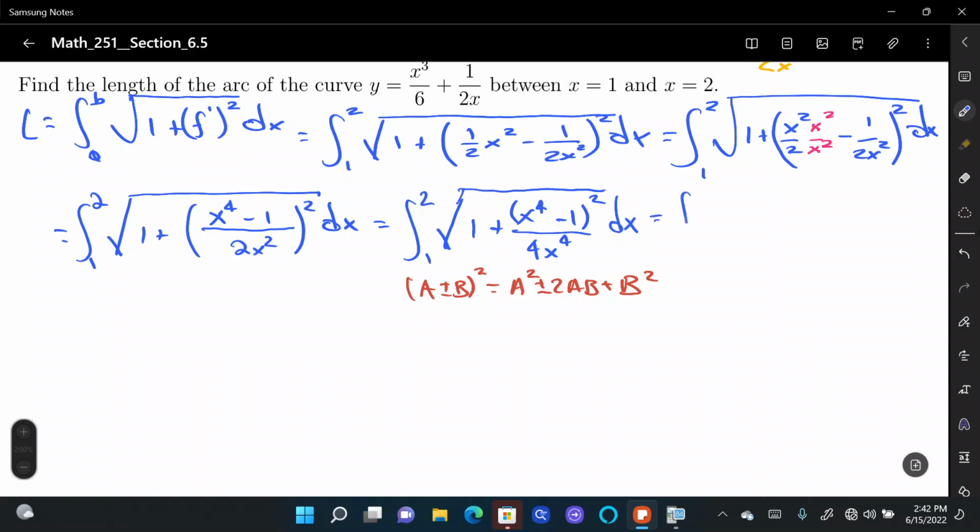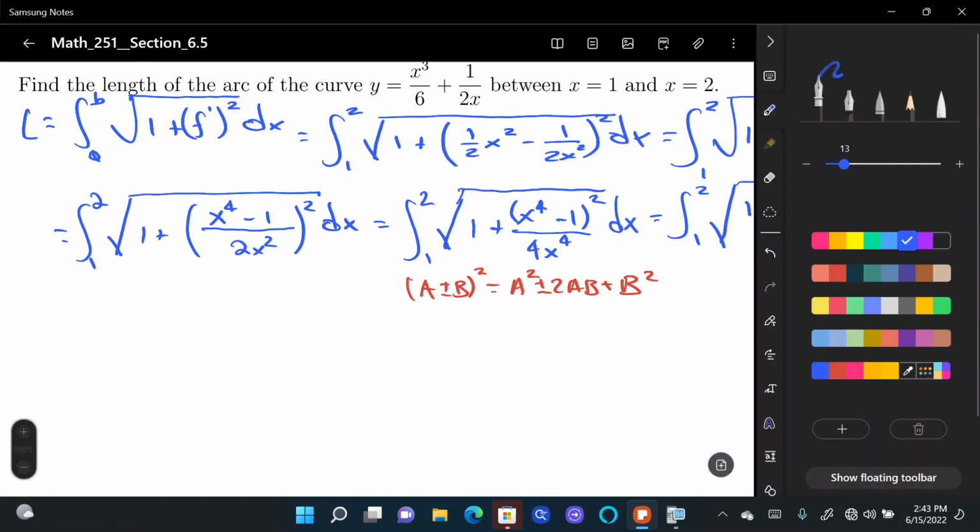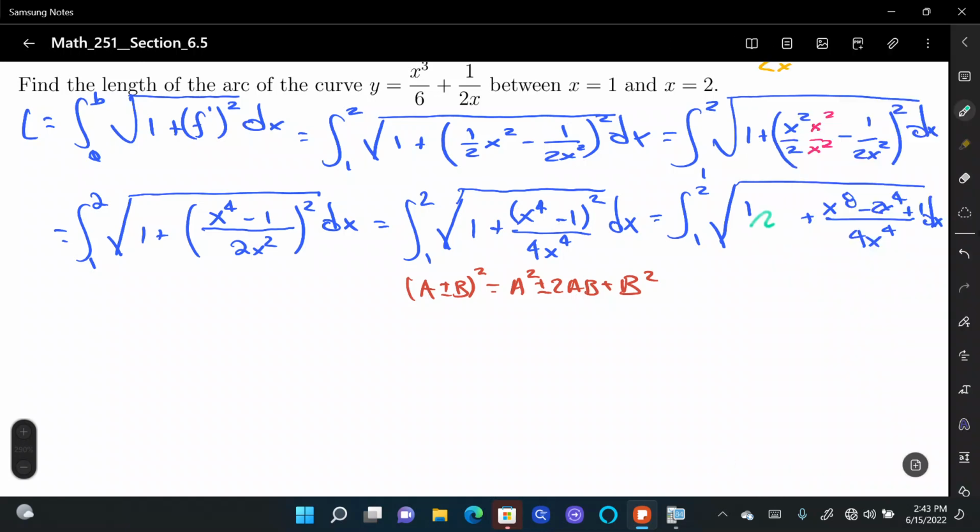So that's the integral from 1 to 2, the square root of 1. I'm going to leave a space. You'll see why again. So that's going to be the square of x to the 4th, which is x to the 8th, and in this case, minus 2 times the product between x to the 4th and 1, which is negative 2x to the 4th, plus 1, the whole thing divided by 4x to the 4th, with respect to x.